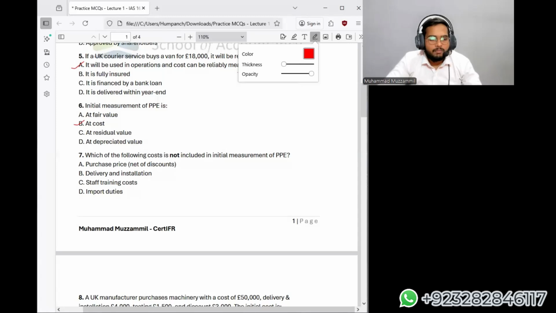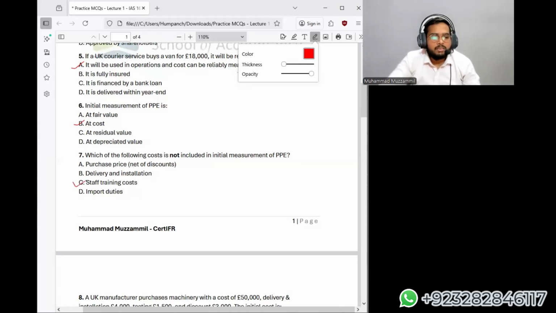MCQ number 7. Which of the following costs is not included in the measurement of property, plant, and equipment? Purchase price, net of discounts, delivery and installation, import duties, staff and training cost. What is it? Quickly, I need to see the right answers quickly. Yes, absolutely. Option number C.